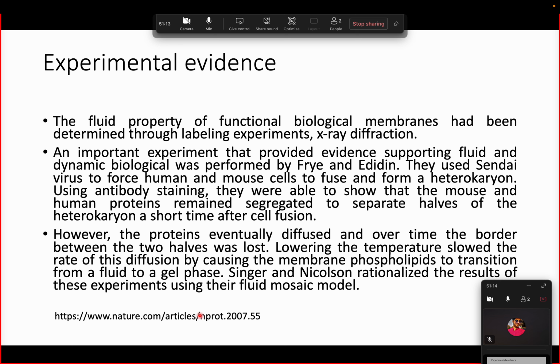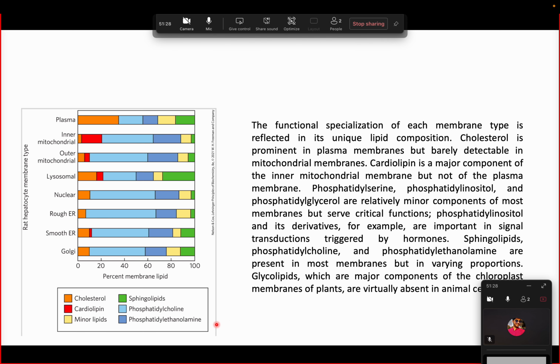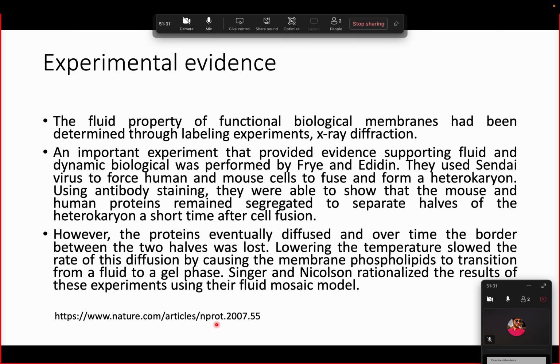Also, this is the article which I have given the reference here. This tells you another basic technique which was used to understand the mosaic nature of the membrane, and this technique is called freeze fracture electron microscopy. So freeze fracture electron microscopy, basically what it does is you freeze the membrane in whatever state it is, then you slice the membrane parallel to the leaflet, in between the two leaflets, and you just observe it. How are the things there?